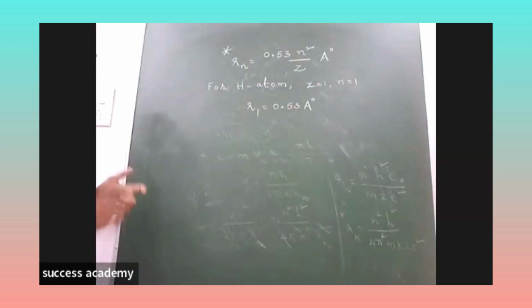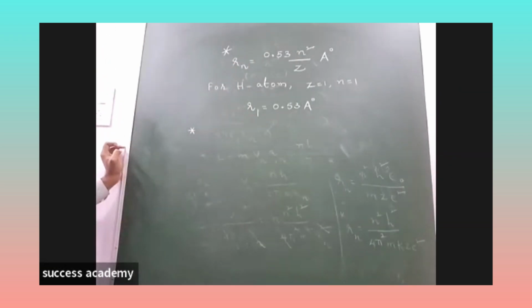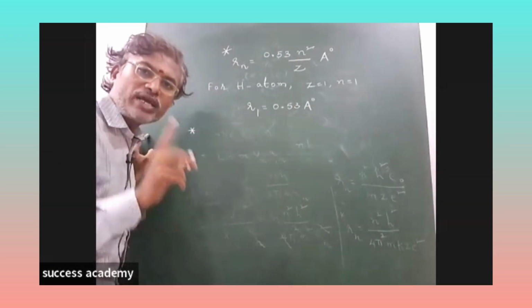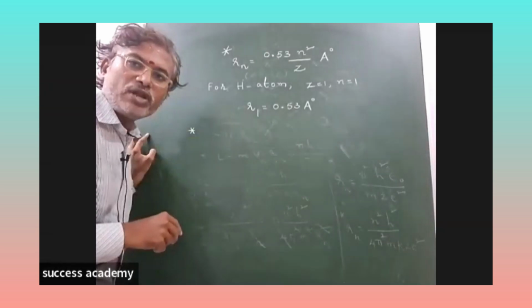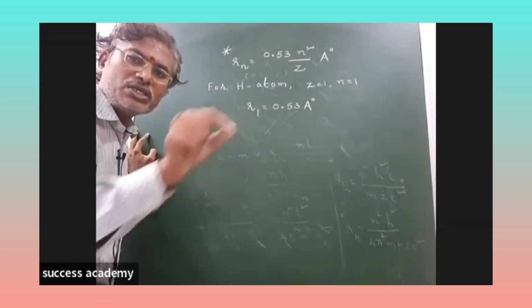In the same way, here we calculated the radius of the nth orbit. In the same way, here we need to calculate the velocity of the nth orbit. Velocity of the electron in the nth orbit. If the electron is revolving in the nth orbit, what about the velocity of that particular electron?